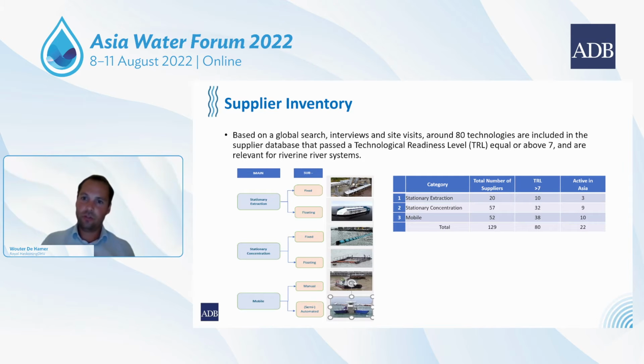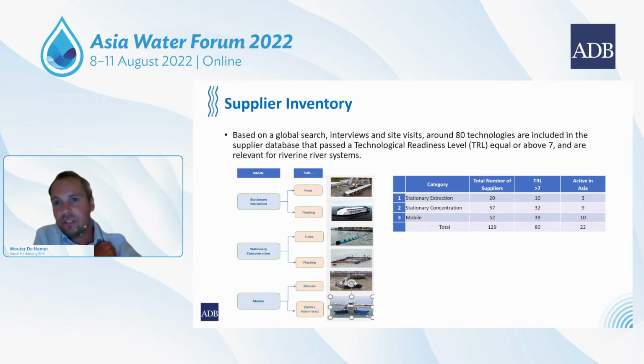Actually, we did a global search on all the technologies in the world that are now available that collect plastics and waste out of the water. We came to a list of about 130 technologies that are available. We did interviews and site visits to assess the technologies. And at a certain moment we said, okay, we only select technologies that have already been proven in the field. So they need to have a certain technology readiness level to be adopted in our database. So in the back end of the decision support system is a database with all these technologies.